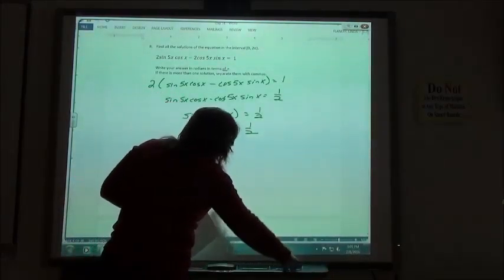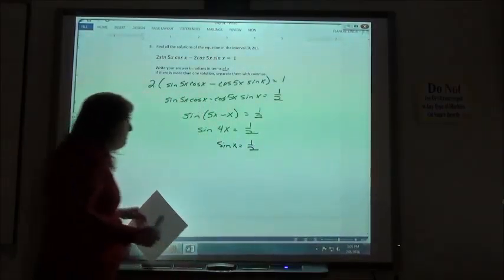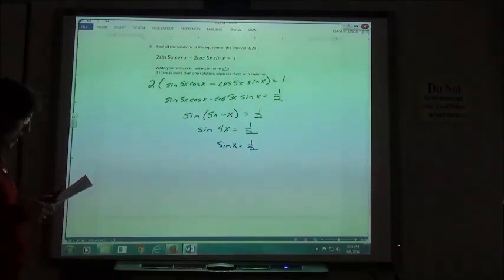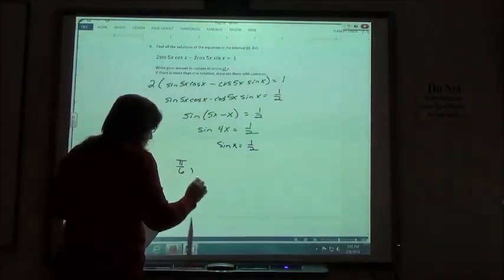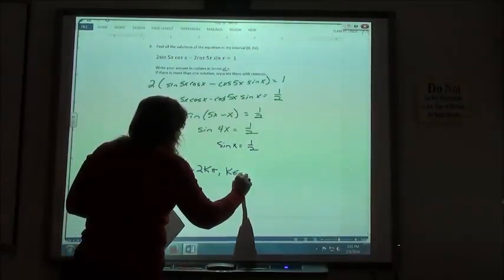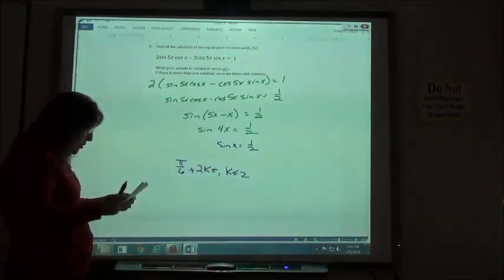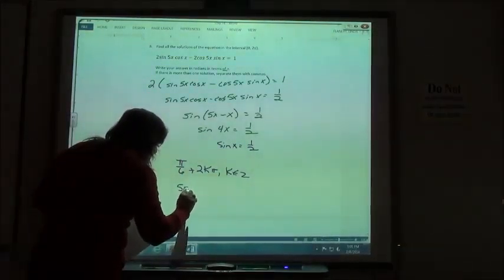Again, we're going to look up where does the sine of x equal 1/2. So sine equals 1/2 at pi over 6. I'll put plus my 2k pi. And then also equals 1/2 at 5 pi over 6.